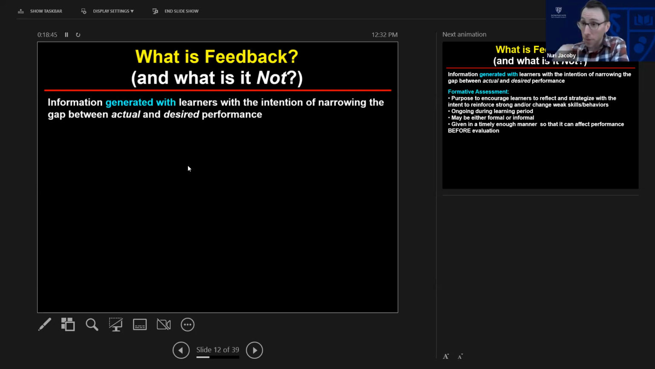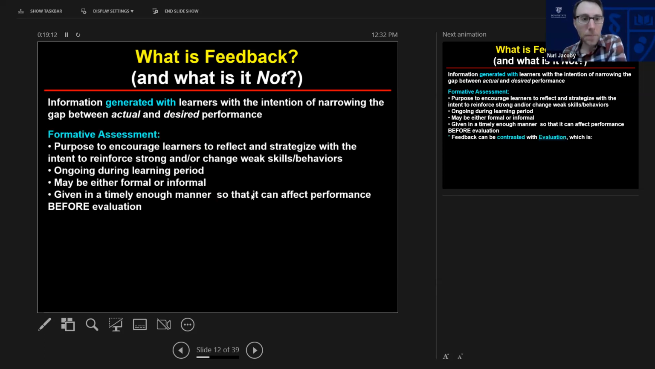And it's really beneficial for the learner to be involved, to self-reflect, to think and assess on their own how they're doing, to recognize what they could work on. A lot of times they know. And first of all, if you just tell them and they're not an active participant, they may dismiss it, they may get upset. But if they also think about it themselves, they'll take it to heart more. So this should be generated with learners. Feedback is a formative assessment, right? The purpose is to encourage learners to reflect, to strategize, to reinforce strong and change weak skills or behaviors.